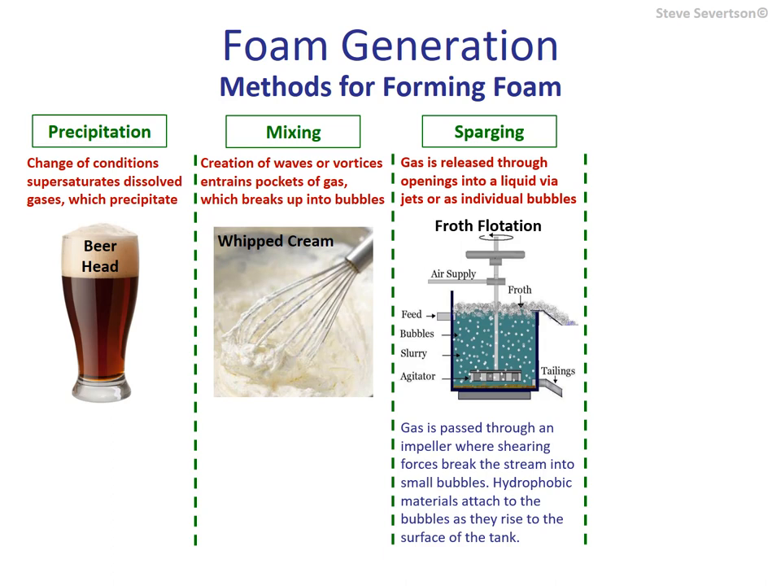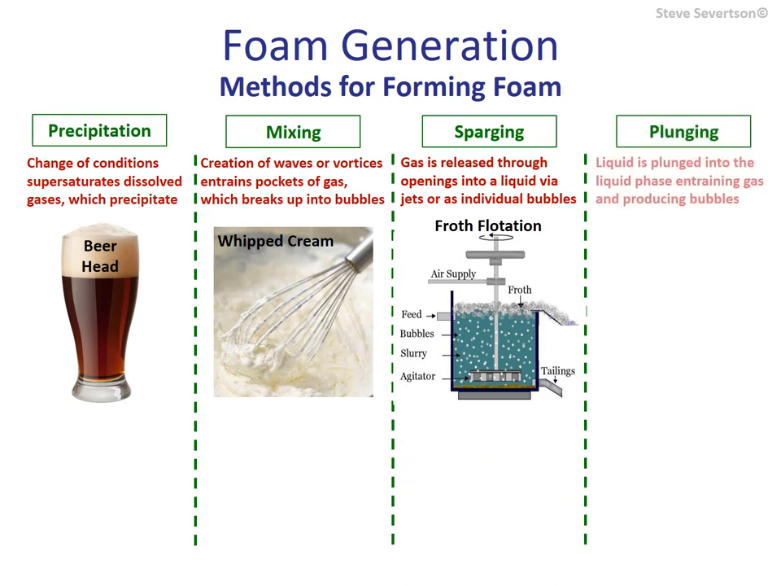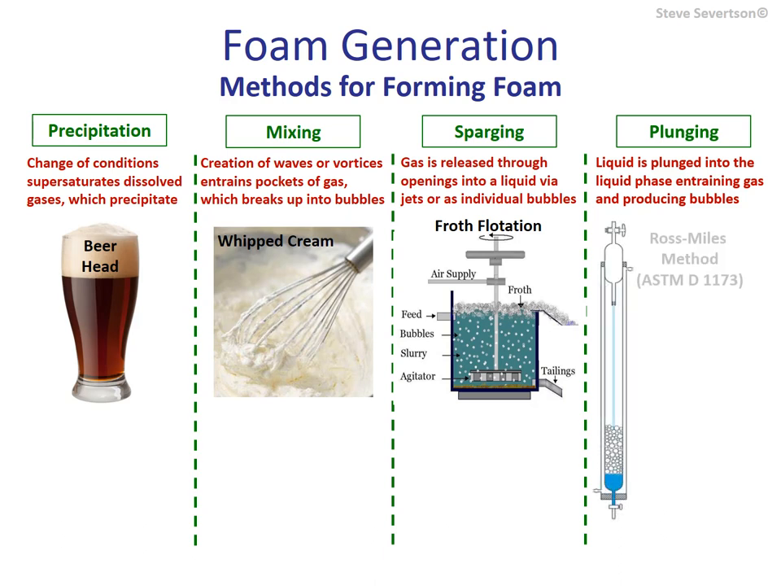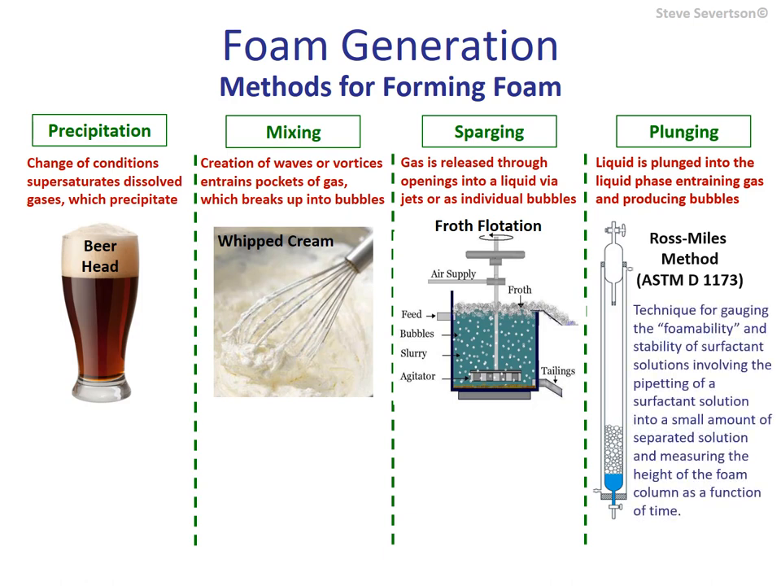Froth flotation is used in mineral processing, paper recycling, and wastewater treatment. It is a complex operation because it requires the use of chemicals to control foam formation and condition particles for removal. The final approach shown here is plunging. Often plunging involves a liquid jet combining with a pool of liquid. Under the right conditions, this interaction entrains air, resulting in the formation of bubbles which rise to the surface to form a foam. The example shown here outlines a standard test method, ASTM D1173, used to test the ability of chemical additives to generate foam.